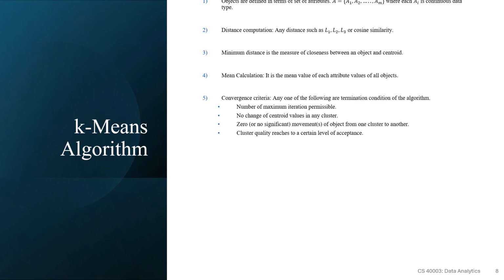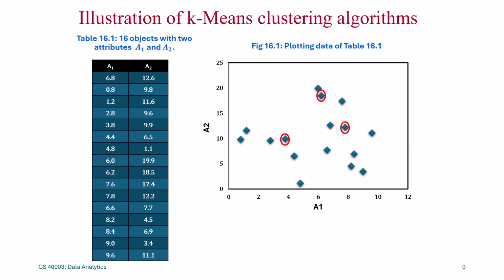Convergence criteria: any one of the following termination conditions must be satisfied. Number 1, the number of maximum iterations permissible. Second, no change of centroid values in any cluster. Third, zero movement. Fourth one, cluster quality reaches a certain level of accuracy.